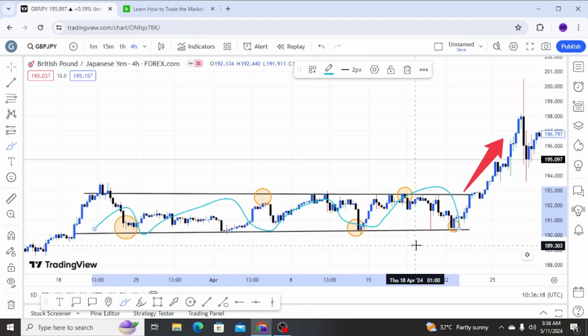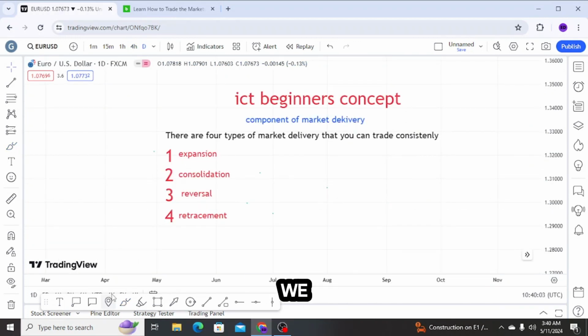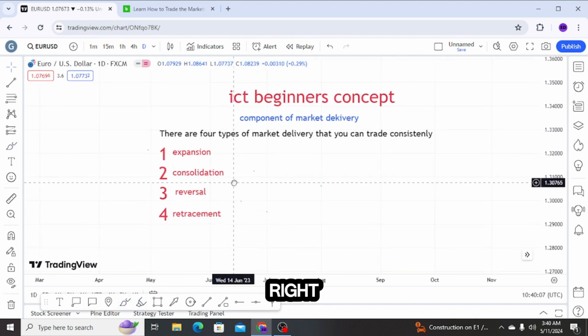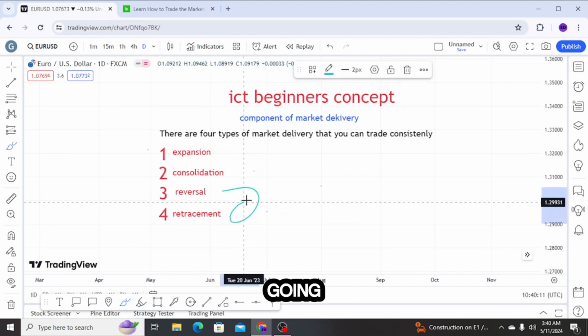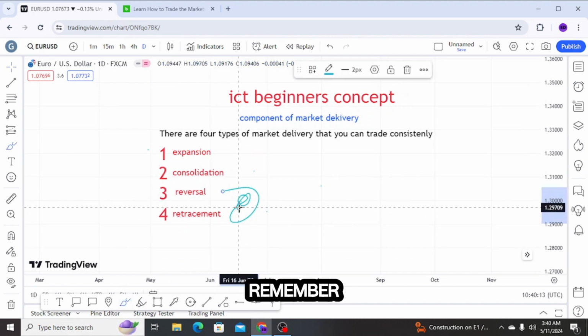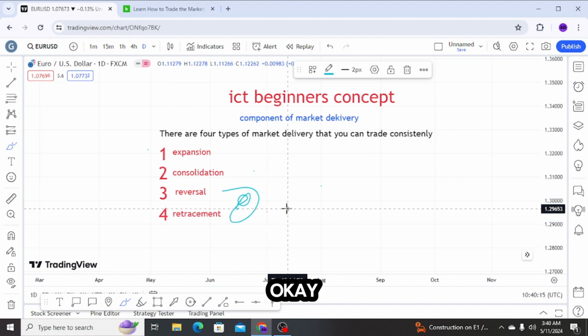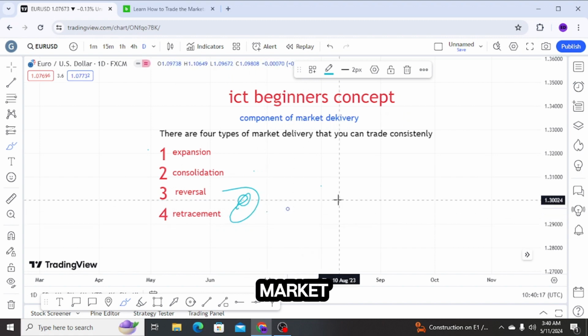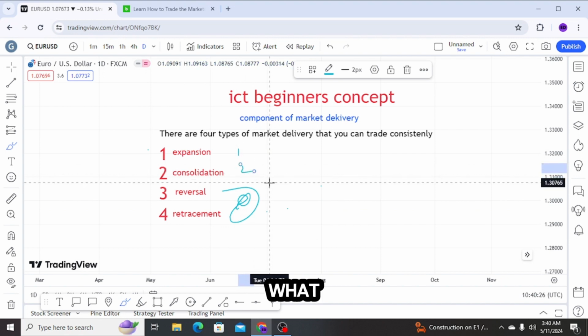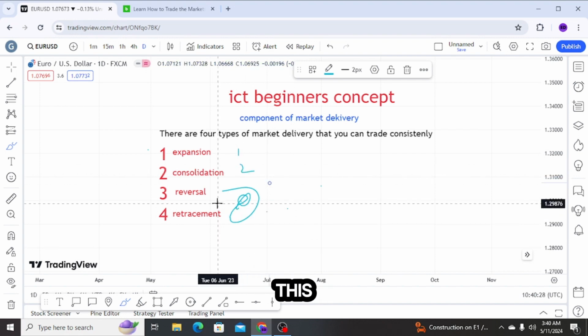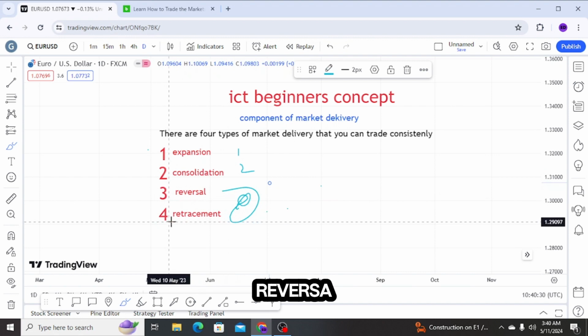The next two points we are going to cover now are the reversal and the retracement. So this is the next one we are going to cover, these two right here. Remember that we are covering the components of market delivery. Like I said, there are three, and we are basically done with the first two. So what remains is this third one, which is reversal and retracement.